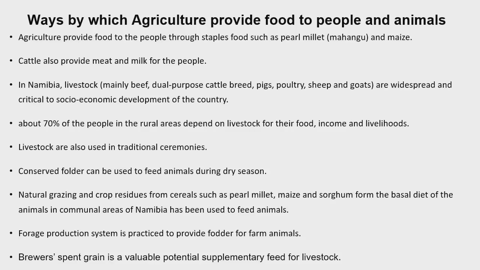Natural grazing and crop residues from cereals such as pearl millet, maize, and sorghum form the basal diets of the animals in communal areas of Namibia. This has been used to feed animals. Also, the forage production system is practiced to provide fodder for farm animals. We can refer to hay production or silage. Brewers spent grain is a valuable potential supplementary feed for livestock.